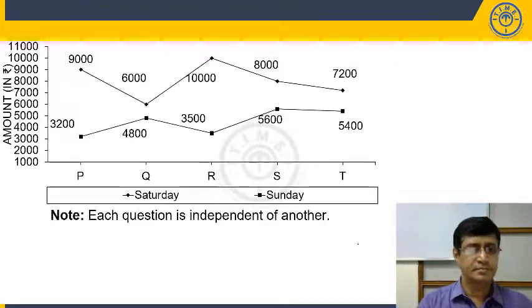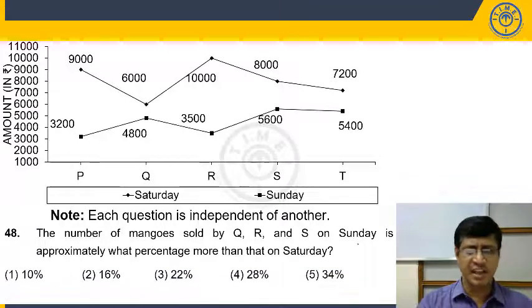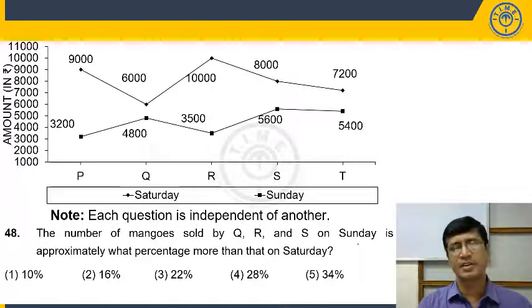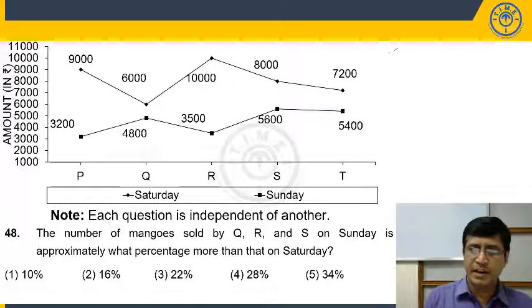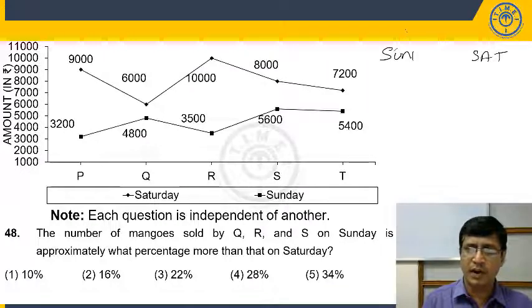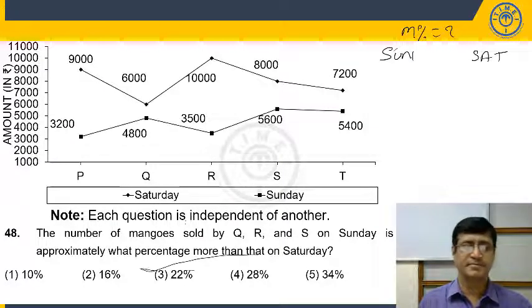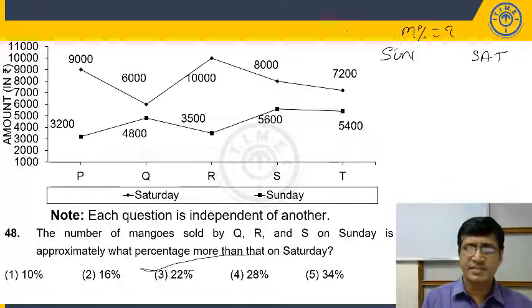The same thing. One more example on the same data. Just look at this one. The number of mangoes sold by Q, R and S on Sunday is approximately what percentage more than that on Saturday? So Sunday and Saturday, what we need to find? More percentage. Percentage more you need to find, approximately, not exactly. So Q, R and S.